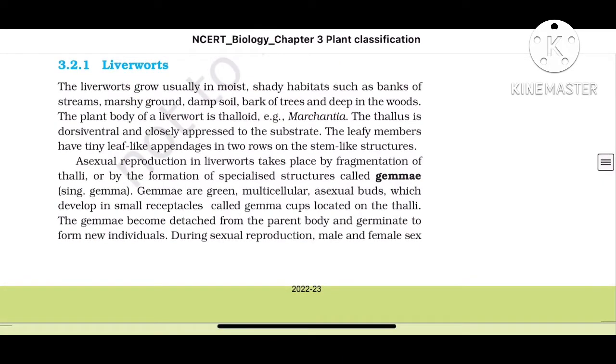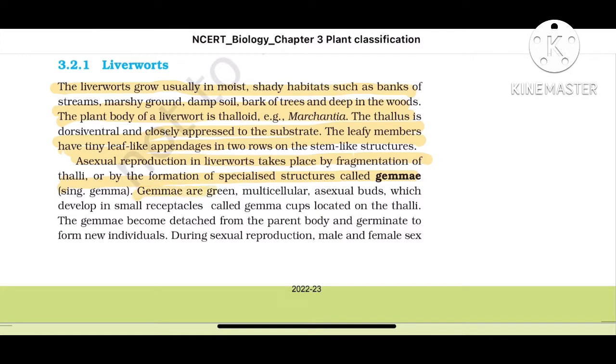Liverworts. The liverworts grow usually in moist, shady habitats such as banks of streams, marshy ground, damp soil, bark of trees, and deep in the woods. The plant body of a liverwort is thalloid, for example, Marchantia. The thallus is dorsiventral and closely appressed to the substrate. The leafy members have tiny leaf-like appendages in two rows on the stem-like structures. Asexual reproduction in liverworts takes place by fragmentation of thalli or by the formation of specialized structures called gemmae. Singular, gemma.